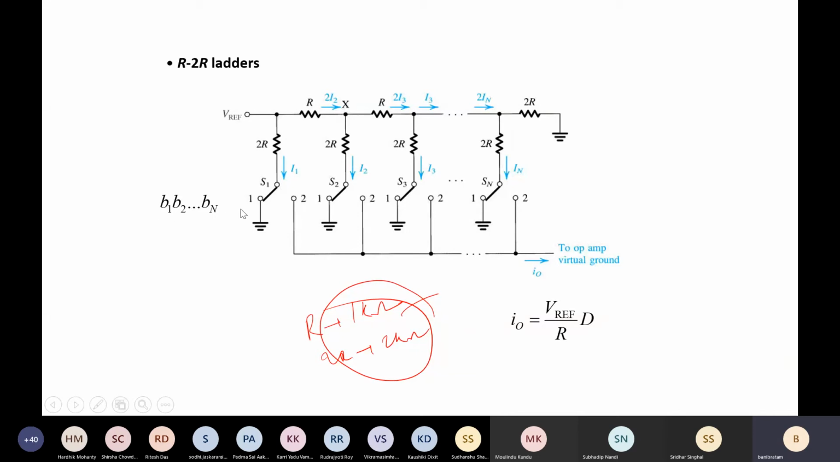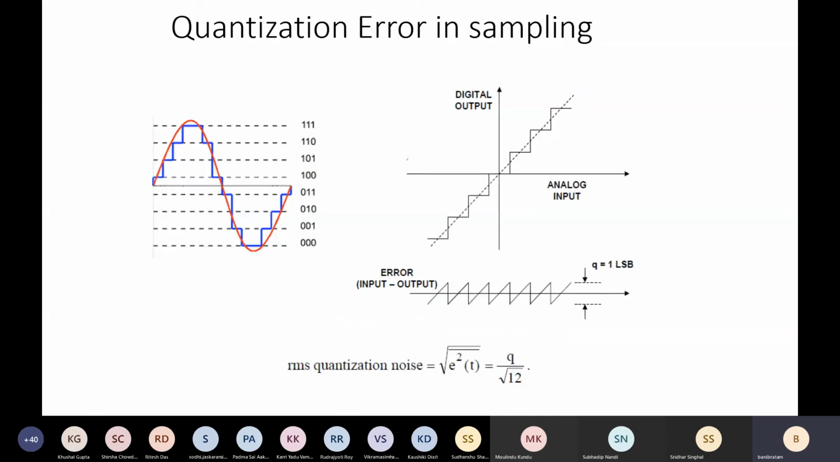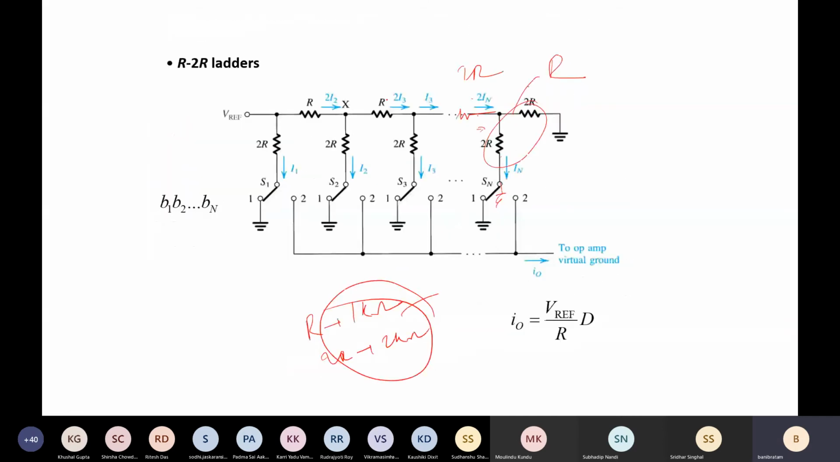Here also, B1, B2 up to Bn are the digital bits which I want to convert into analog data. And here is how it works. Suppose you consider this one is grounded. Then if you look from here, 2R and 2R, what is the equivalent of 2R and 2R? The equivalent is R. Then this R and that R get added, so here again 2R will be there. 2R and 2R in parallel, the equivalent will be R. R and R getting added will give you 2R. So likewise, effectively that R2R concept is there.